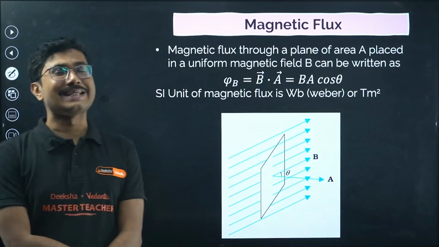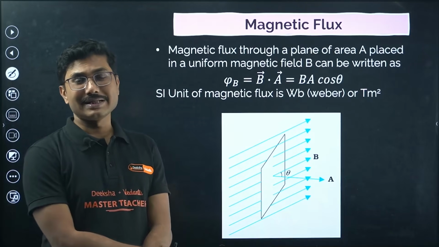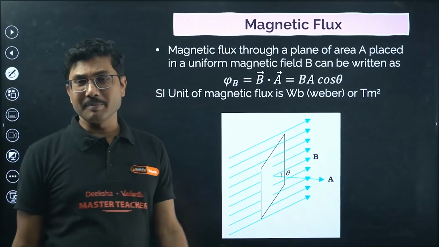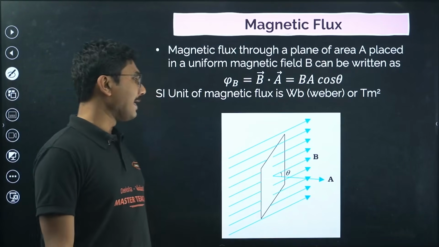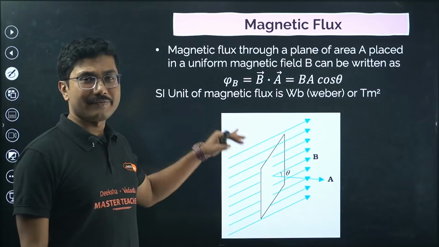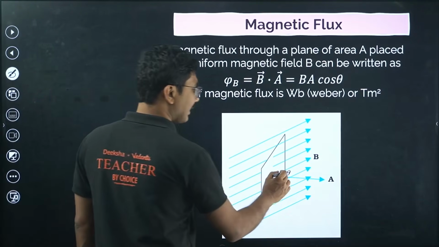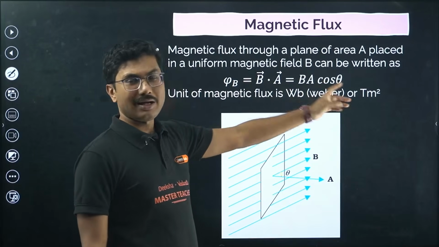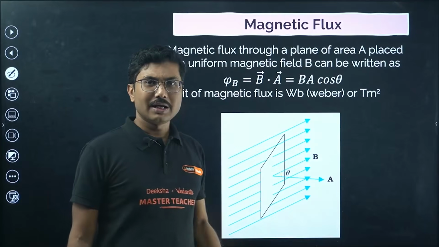Magnetic flux is the same as electric flux. Electric flux was what? Electric flux is the number of field lines linked with the surface. Similarly, magnetic field lines linked with the surface is called magnetic flux. And in case where the magnetic field and the surface are at different angles, if the angle is theta, then magnetic flux is given by BA cos theta, basically B dot A. So it is BA cos theta.